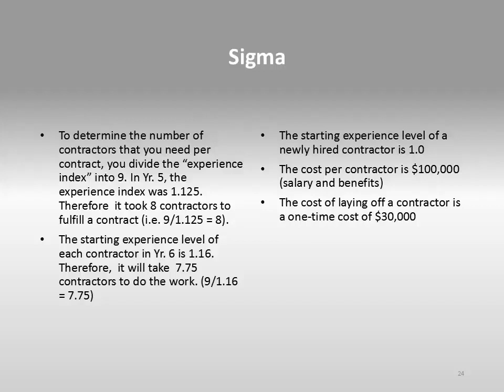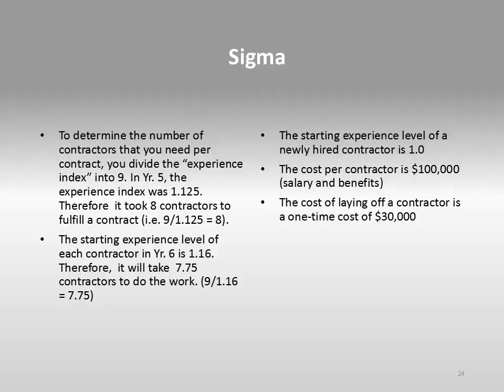The starting experience level of each contractor in year 6 is 1.16. Why did that happen? Because the contractors who are on your payroll are more experienced and you spent some money training them. Therefore, it will take 7.75 contractors to do the work. As you can see here, what happens is as your experience level goes up, you will need fewer contractors to do the job.